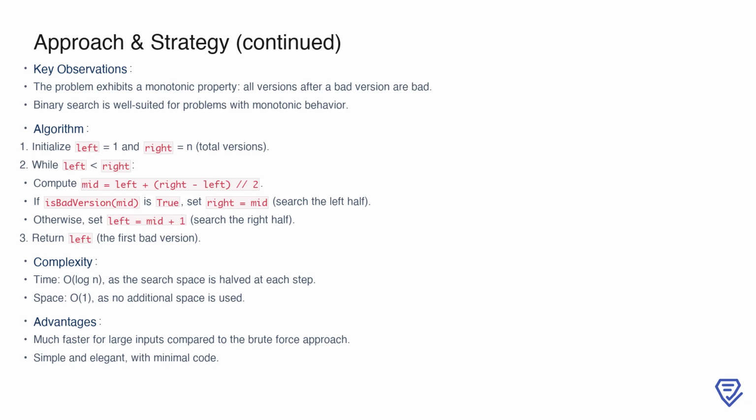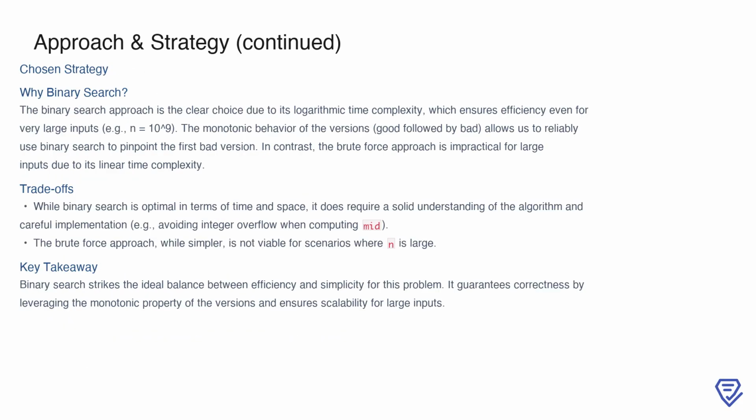The result is a simple yet elegant solution that is much faster than the brute force method, especially for large inputs. Given the options, the binary search approach is the clear choice for this problem. Its logarithmic time complexity ensures it is highly efficient even for massive input sizes, such as 10 to the power of 9 versions. The problem's monotonic nature, where all good versions are followed by bad ones, makes binary search not only effective but also a reliable strategy for pinpointing the exact transition point.